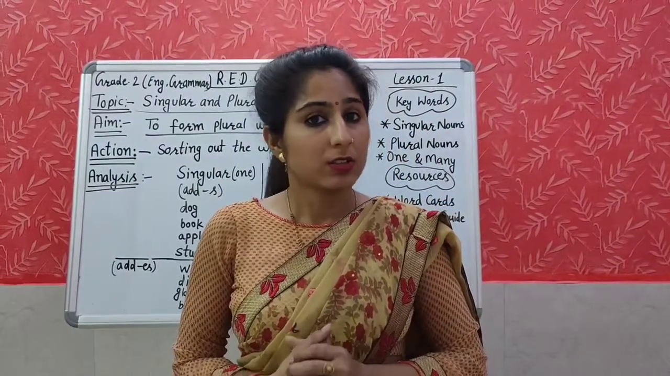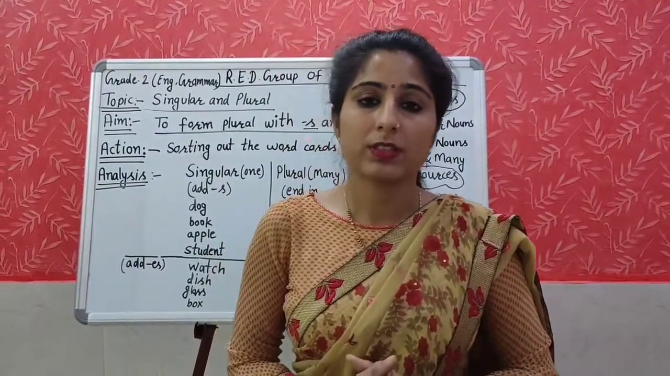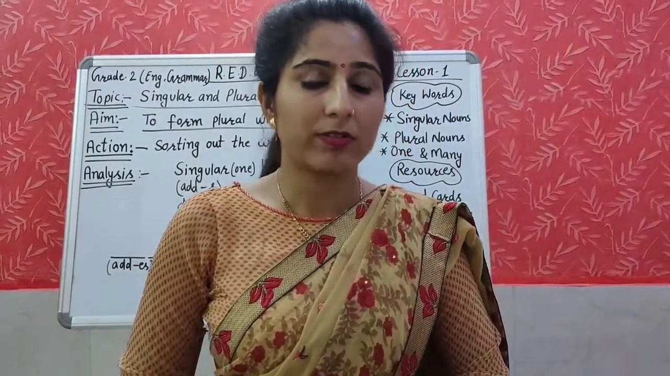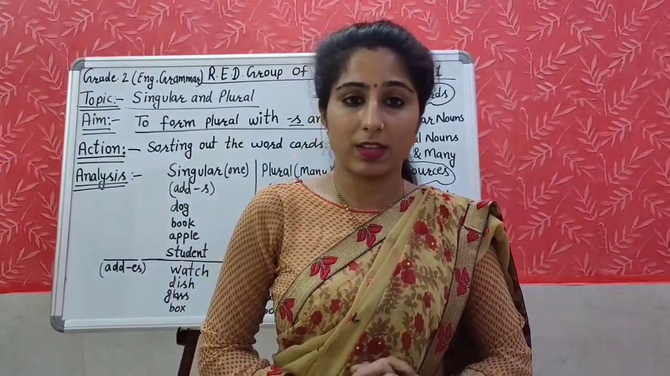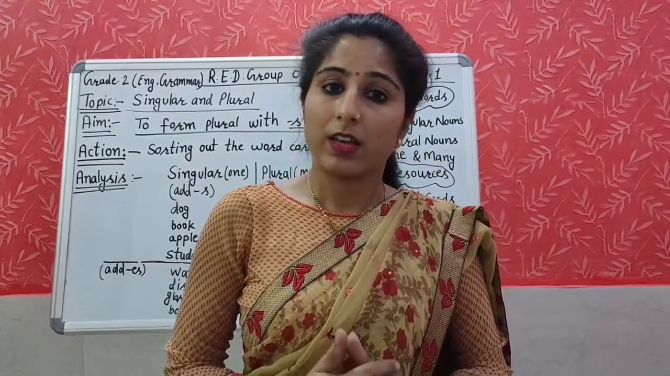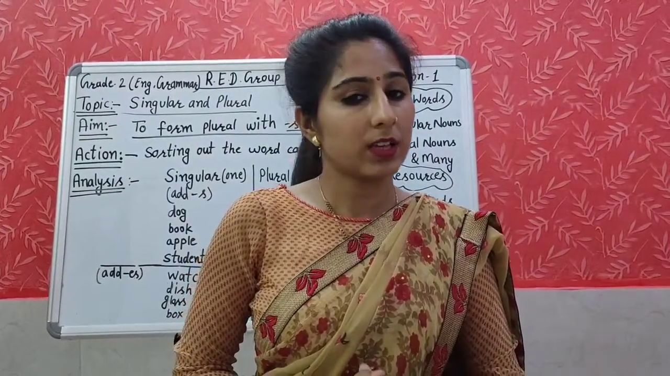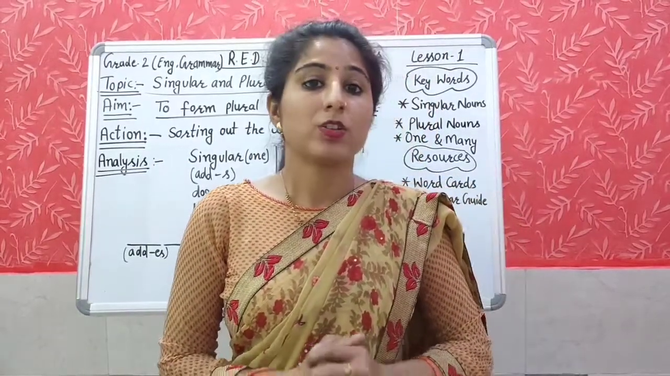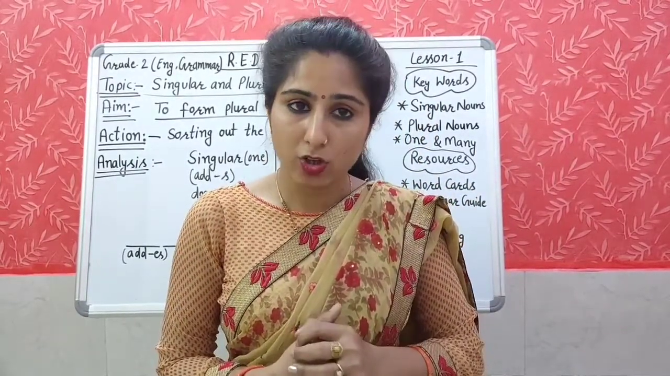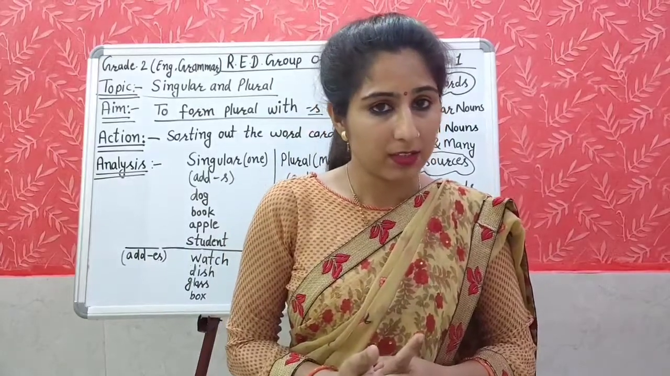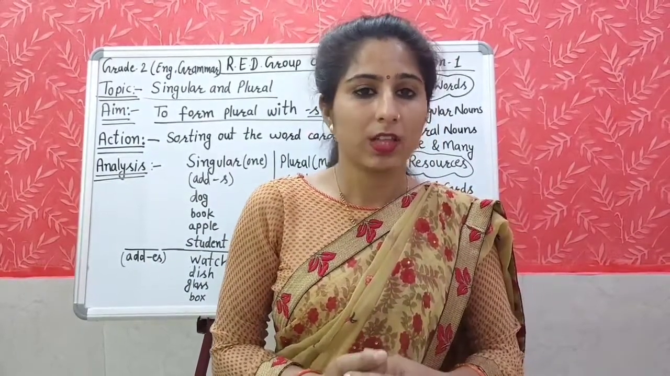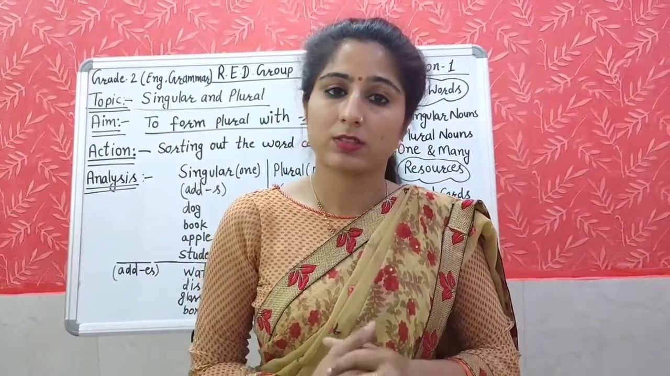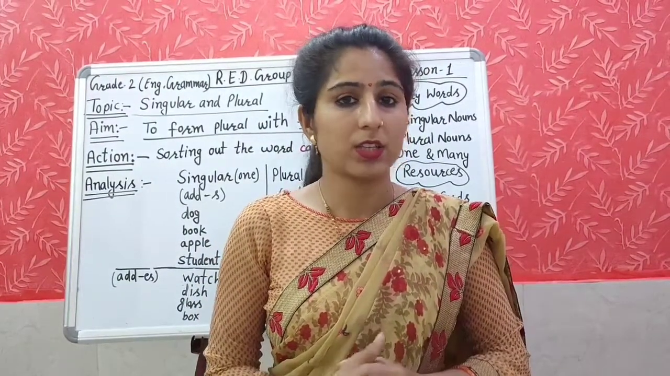Yes, right. In group 1, the words end with S or ES. In group 2, the words don't end with S or ES. Not a single word is ending with S or ES. So group 1 tells us that there are many objects, more than one, they are plural things. And in group 2, the things are singular, they are one thing only.